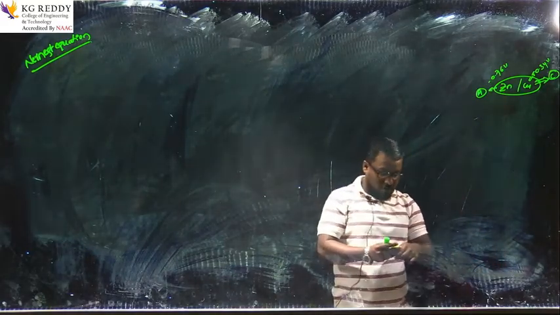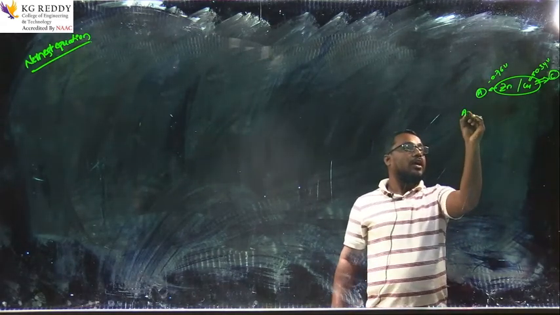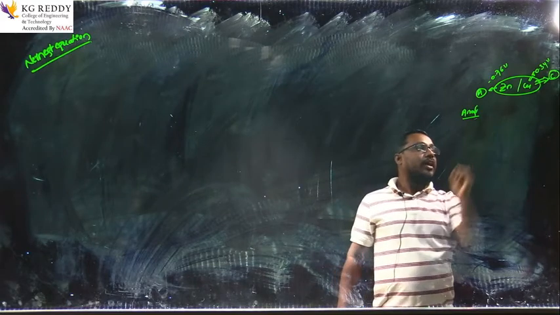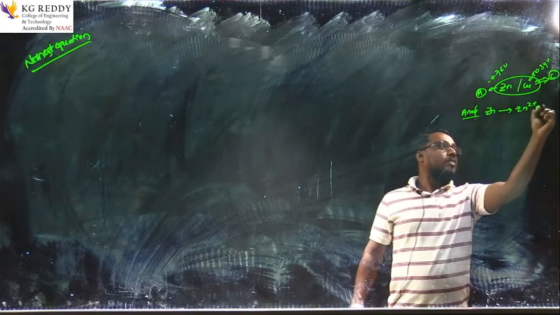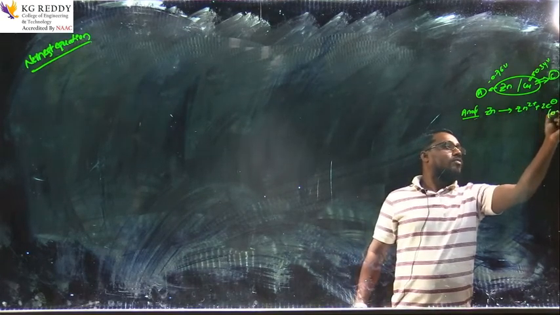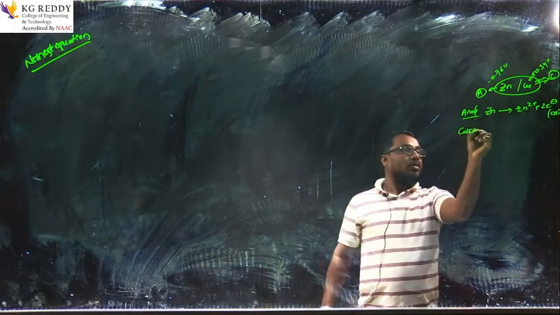Now we are going to write one of the chemical reactions. In case of zinc, the anodic reaction, the anode is the one which loses electrons. Here Zn gives Zn2+ plus 2 electrons. This process is called as what? Oxidation, we know that.